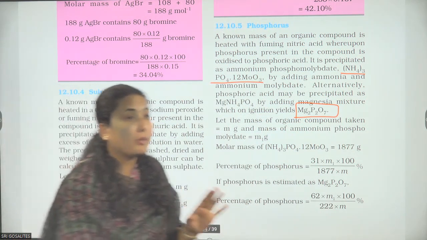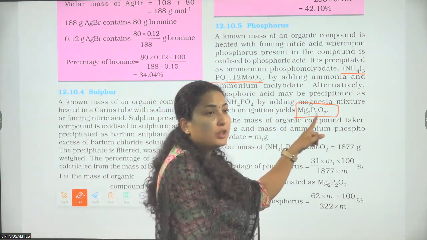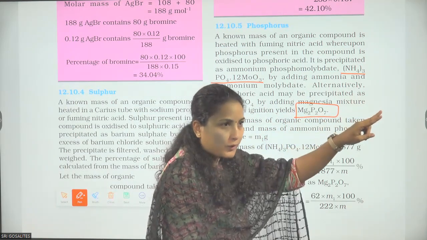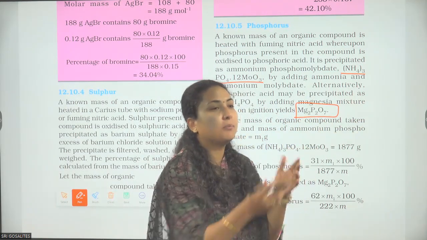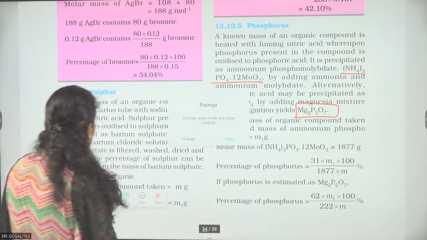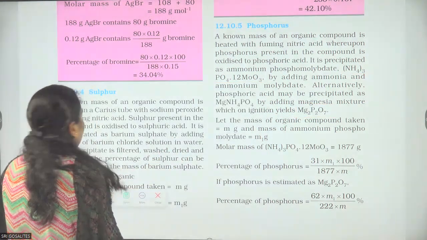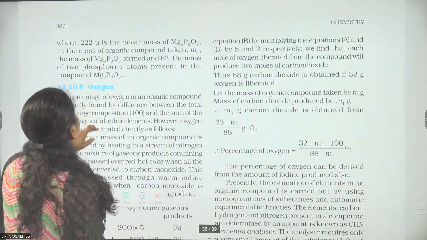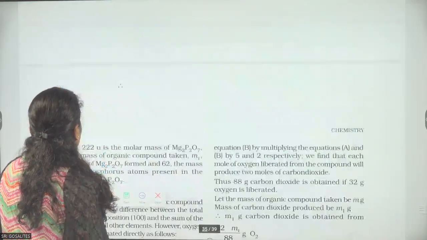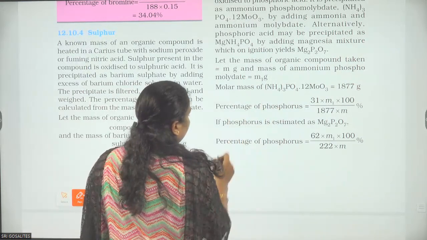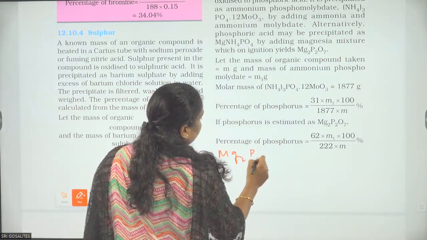So all you need to remember is 1 mole of Mg2P2O7 corresponds to 2 moles of phosphorus. They might give you some mass of Mg2P2O7, and you have to estimate the percentage. Is this clear to you? There is no need to remember any formula, okay? Here also the same funda. Don't get confused. They can give you the form of Mg2P2O7.